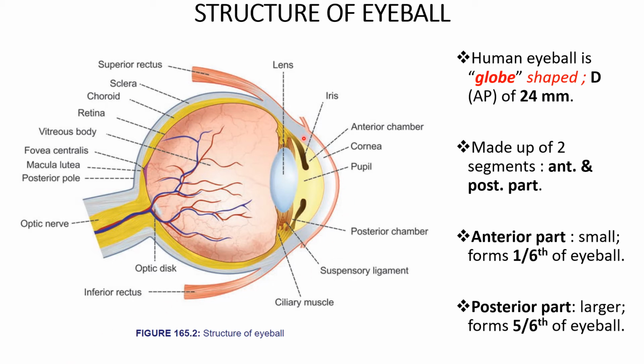See, the anterior part of the eyeball is small and forms 1/6 of the eyeball, whereas the posterior part of the eyeball is larger and forms the remaining 5/6 of the eyeball.